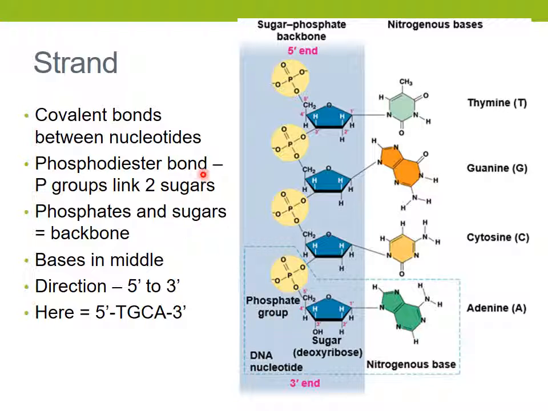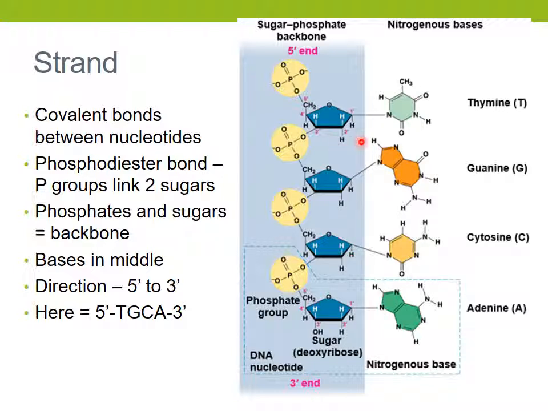So the phosphate groups link the two sugars, and these bonds are called phosphodiester bonds. Again, those bonds that link the two sugars together through the phosphate are called phosphodiester bonds. The other important thing to know is the bases are in the middle, so we'll see how they link together with the other strand. But right now this is just a single strand that you're looking at.